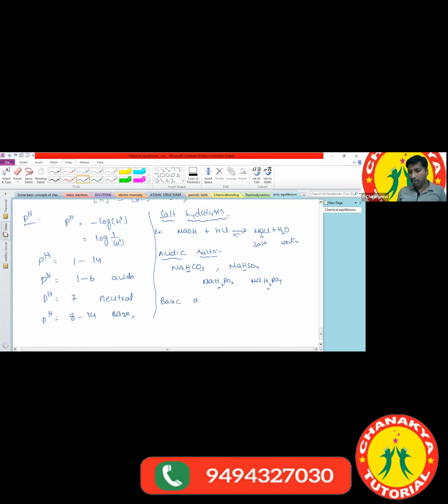What do we call basic salts? The salts which contain replaceable OH minus ions are called basic salts. What are the examples? For example, Ca(OH)Cl, this is one salt. Zinc hydroxide chloride, Zn(OH)Cl, and aluminum, Al(OH)2Cl. All these are examples that contain replaceable OH, so we can call them basic salts.